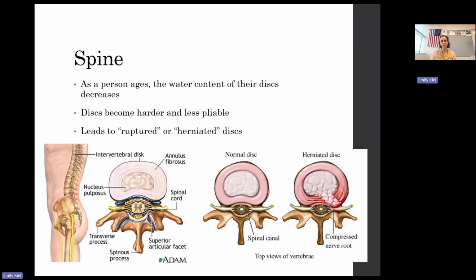So as you age, the water content of the discs decreases. So they're harder and less pliable. They're not quite as soft. And so the outside, the annulus fibrosus can tear, which allows that nucleus pulposus to kind of move out. Here is the spinal cord right here, and here that nucleus pulposus is pushing on your spinal nerve. So you're getting some pretty significant pain there.